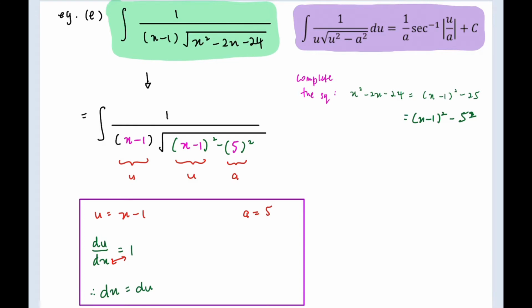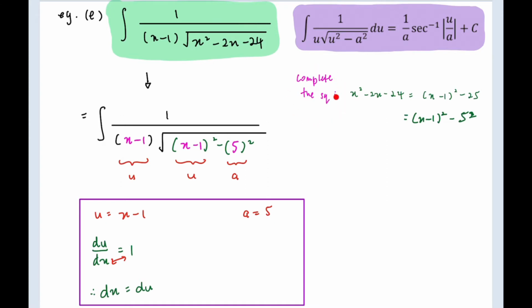So I hope you realize that this is very similar to equation number 3, because you have a variable outside and then you have the square root of another variable inside. So this looks exactly like the third formula. However, you can see that inside your square root, it doesn't look like something u squared minus a squared. So we need to adjust this. How to adjust? You need to do completing the square.